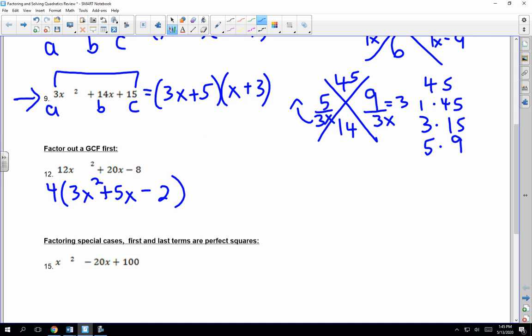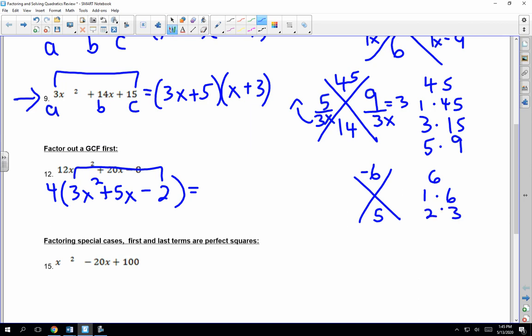So I have to check and see. I could be done at this point. It would just be pulling out a 4, but I have to check and see if that 3x squared plus 5x minus 2 might not factor more. So I'm looking for factors of, once again, a times c, so negative 6, that add to equal 5. I know my factors of 6 are 1 and 6 and 2 and 3. Those are my only choices.